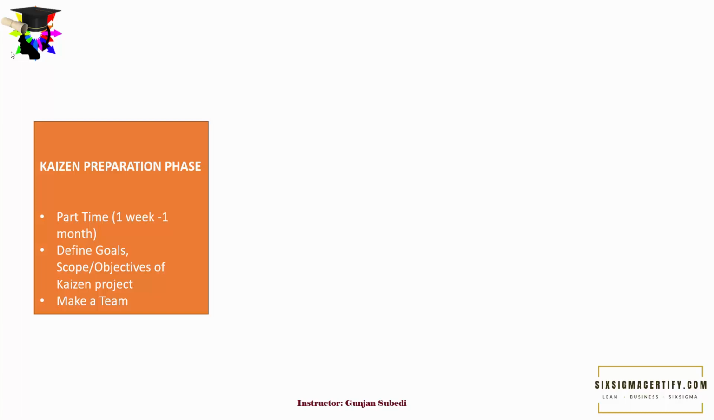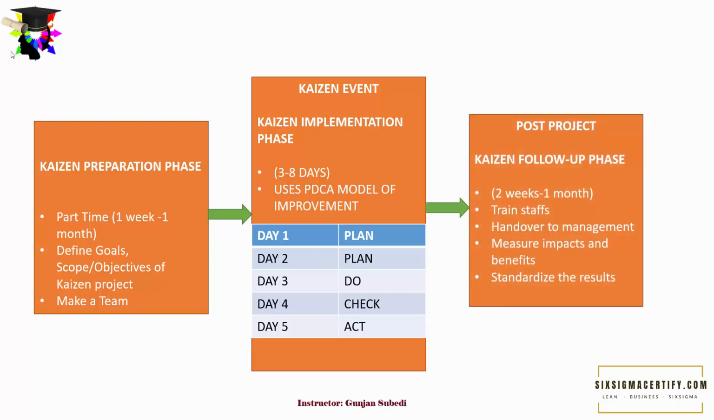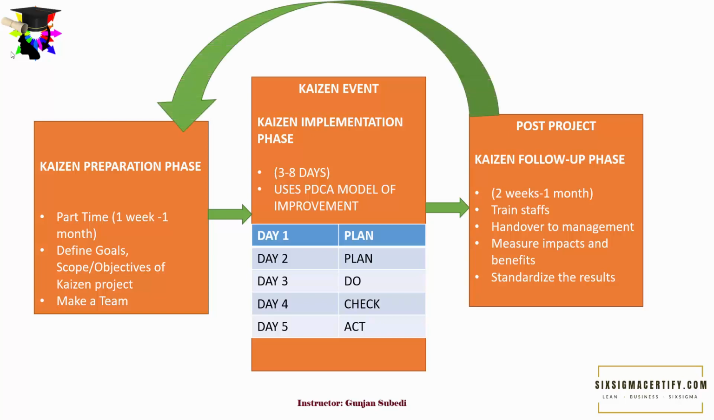After the preparation phase, we head for the Kaizen event or Kaizen implementation phase. The implementation phase generally takes about 3 to 8 days and uses the PDCA model of improvement. Then, after the implementation phase, we go for the post-project or Kaizen follow-up phase. We train the staff and standardize the improvement that we gain in the Kaizen implementation phase. And after the post-project phase, we again head back to the Kaizen preparation phase for the next problem to improve. So, Kaizen is a continuous improvement philosophy.